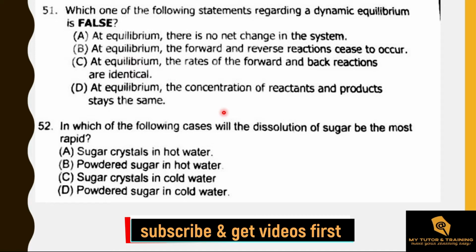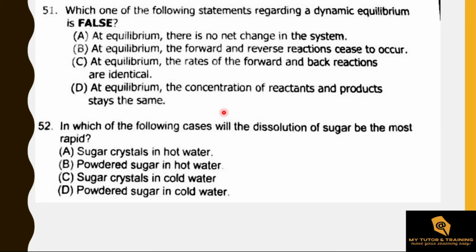A. At equilibrium, there is no net change in the system. B. At equilibrium, the forward and the reverse reactions cease to occur. C. At equilibrium, the rate of forward and backward reaction are identical. D. At equilibrium, the concentration of reactants and products stay the same. From these four choices, choice B is not correct. Because at equilibrium, the forward and reverse reactions cease to occur.